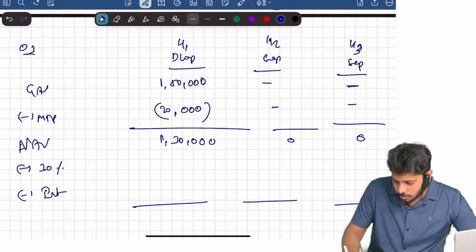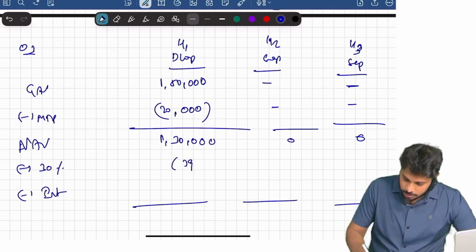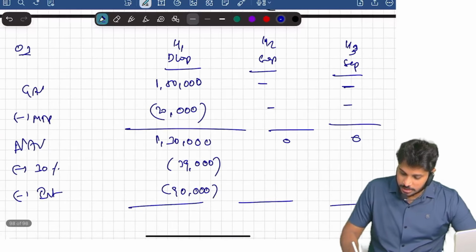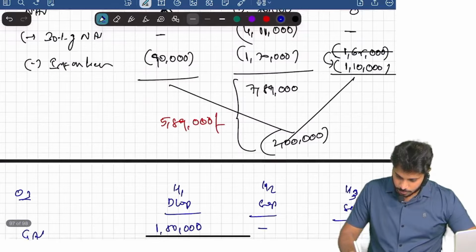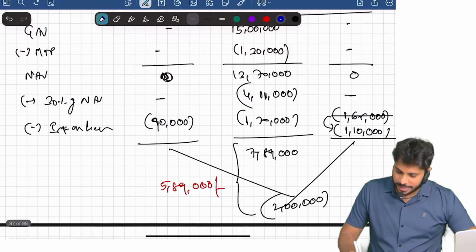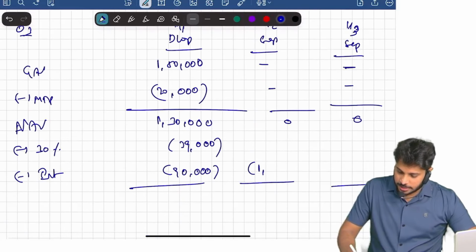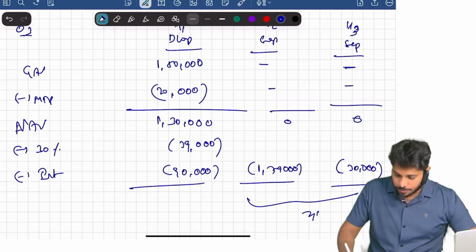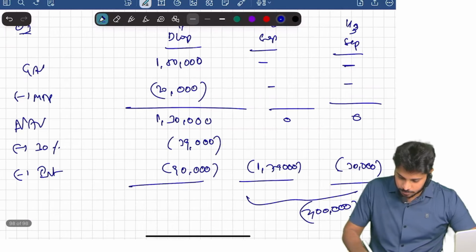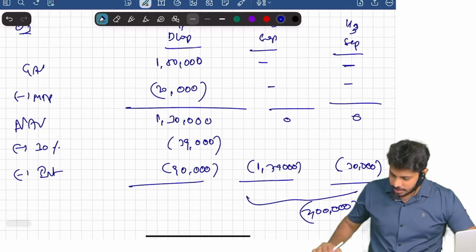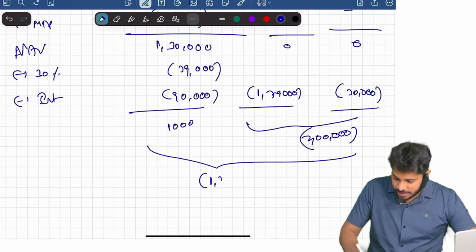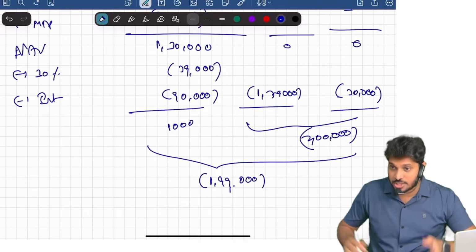1,30,000. 30% means what? 39,000. Correct? Then interest on loan is 90,000. Correct? Now next, whereas this one, how much is the interest? 1,70,000. Maximum interest I can claim here is 30,000, because 1,65,000 is there, but I will restrict. Both put together 2 lakhs answer negative. Now whereas here 1,30,000 minus 39,000 minus 90,000 is equal to 1,000. In fact in this option the answer is coming negative, which is even the best option.